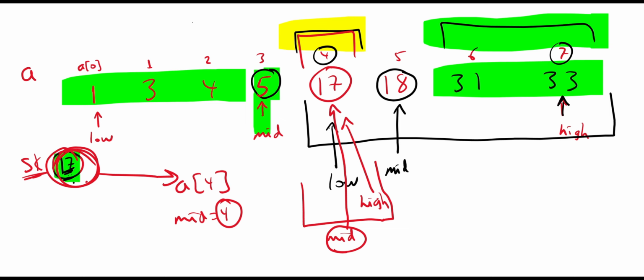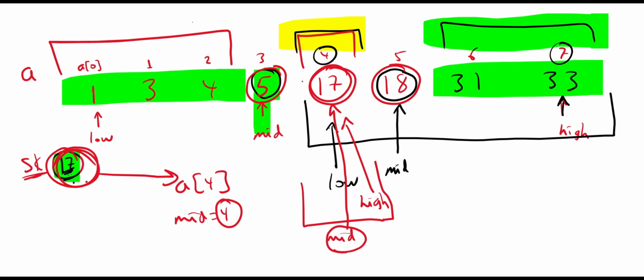And as you see, we searched this array by comparing only 3 numbers. We compared with 5, we compared with 18, and we compared with 17. So we didn't compare with these numbers, and we didn't compare with these numbers. So we decreased the computation time while searching for a value in this array.